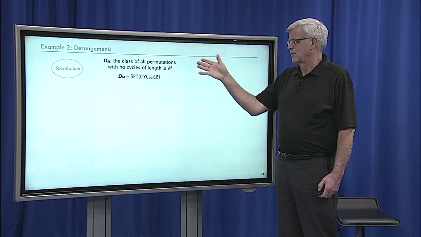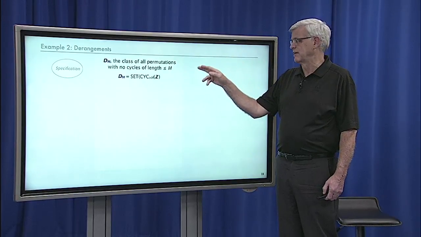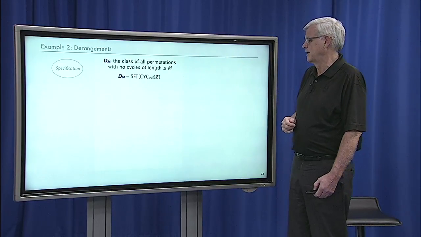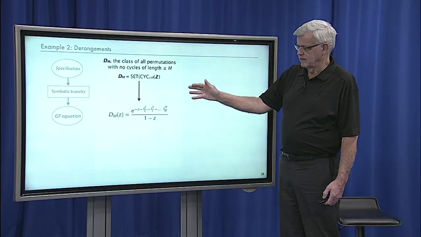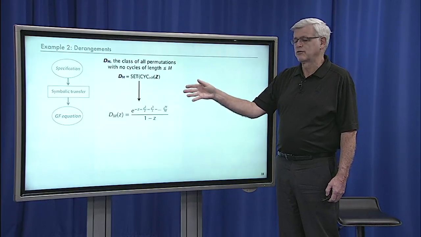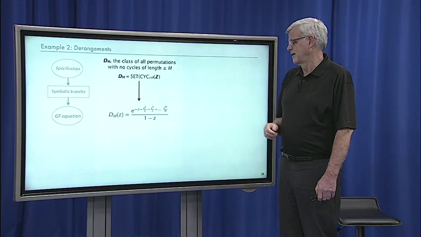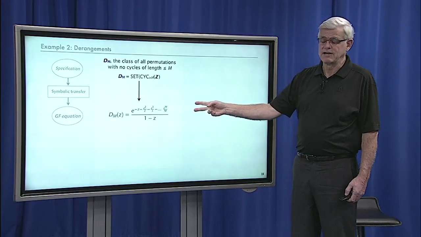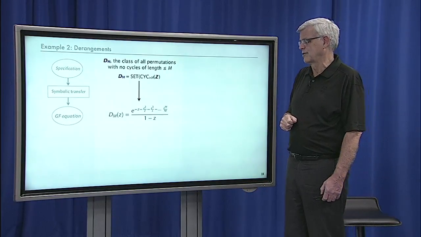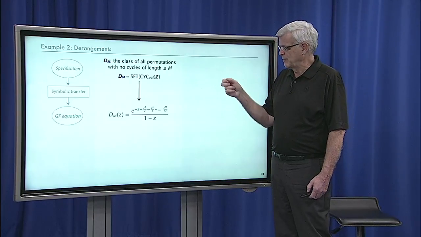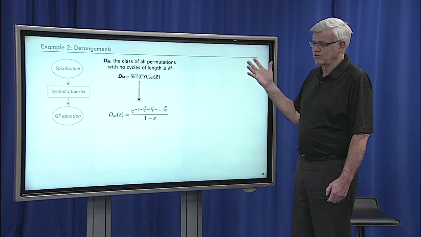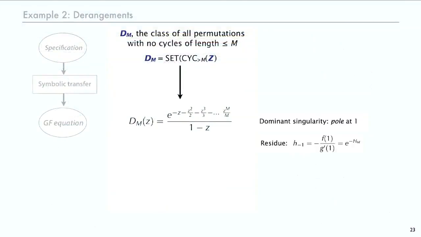So let's look at the class of all permutations with no cycles of length less than or equal to m, where m's a parameter. Again, the combinatorial construction through the symbolic method immediately gives a generating function equation that can be pretty complicated to try to find exact expressions for coefficients in that equation. But the meromorphic transfer theorem immediately gives us the asymptotics just as before. Again, there's a pole at 1. And the residue is the same as before.